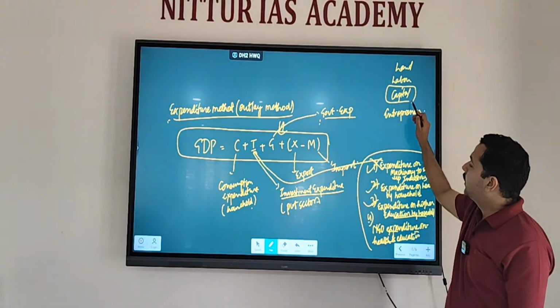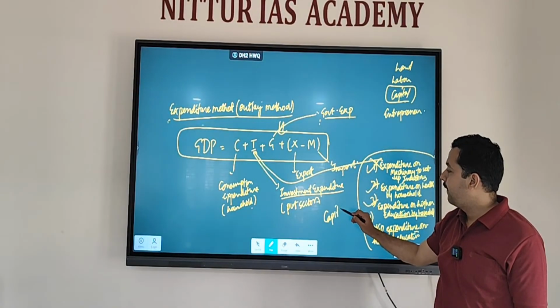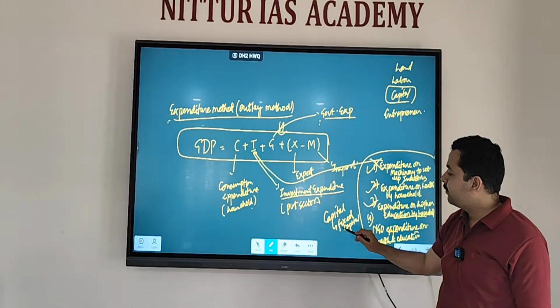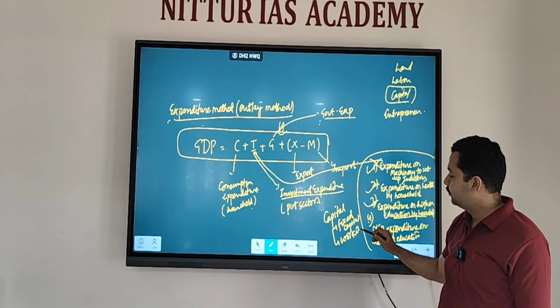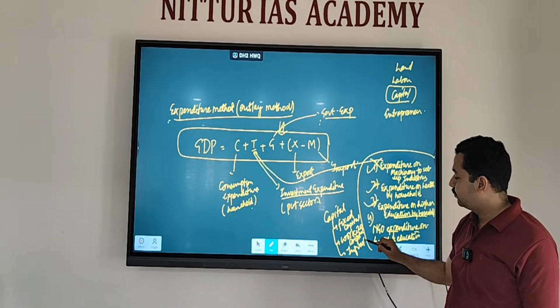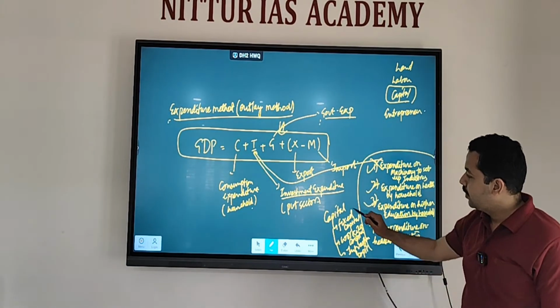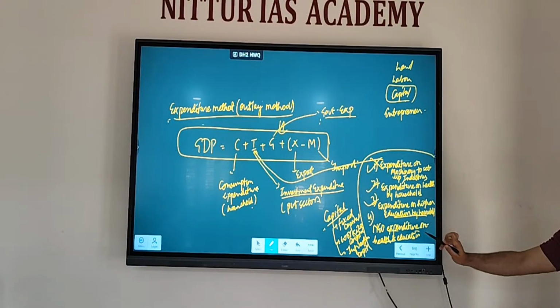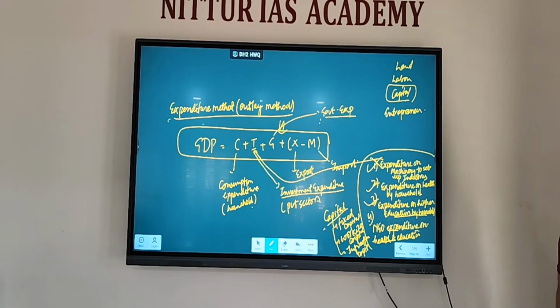Now here capital can be fixed capital also. It can be working capital also. And sometimes it also includes infrastructure capital. So this is what we call the term capital. Clear? What is fixed capital? Like a building. When you are creating a building, it is a fixed capital.